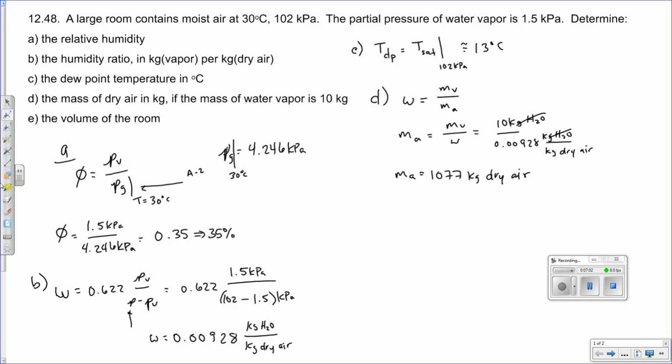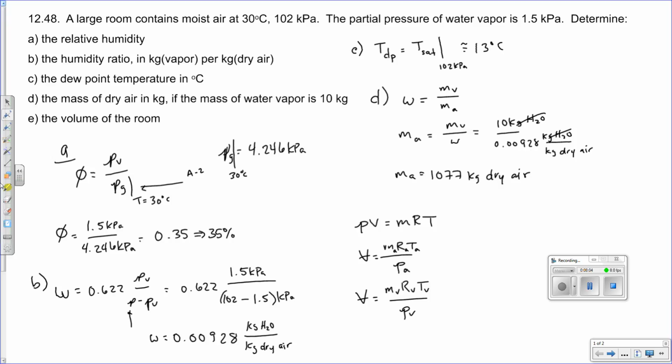Last but not least, what's the volume of the room itself? And the volume of the room we can get from the ideal gas law. PV equals MRT. So in this case, we can just solve for V. This is going to be MRT over P. If we only focus on the dry air component itself, then the pressure of the dry air, R of dry air, T of the dry air, the mass of the dry air, we could solve for it that way. We could also solve for the volume by considering MV, RV, TV over PV. These will get us the same values regardless of how we do this.